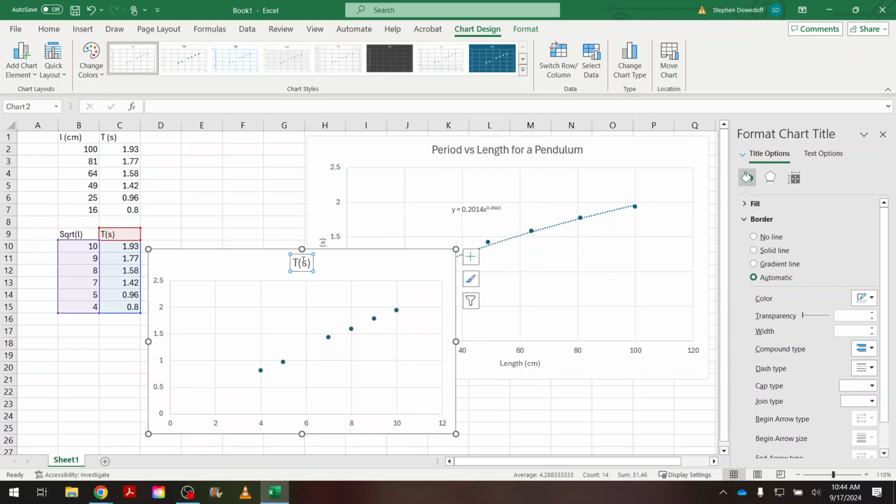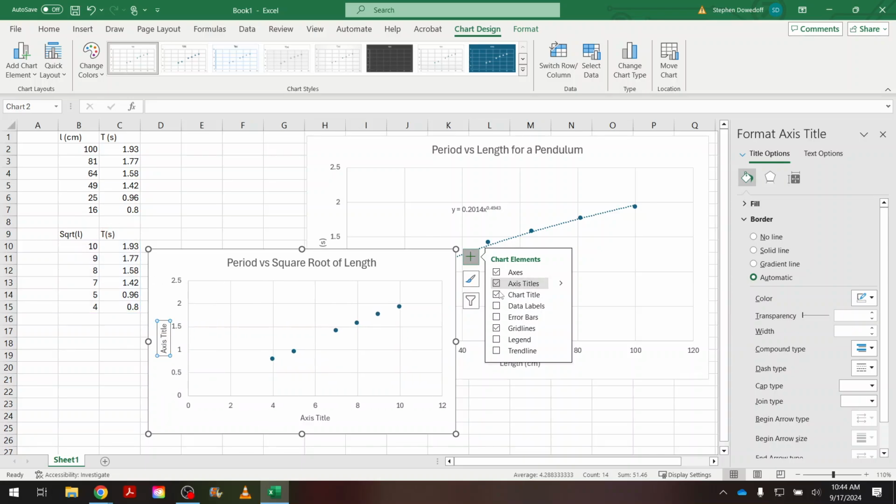This one's not period versus the length anymore. It's period versus the square root of length. I still want to make sure all those other options are there. I want axes titles. I don't need a legend. I want the trend line on there. And you can see this one's a lot more linear.